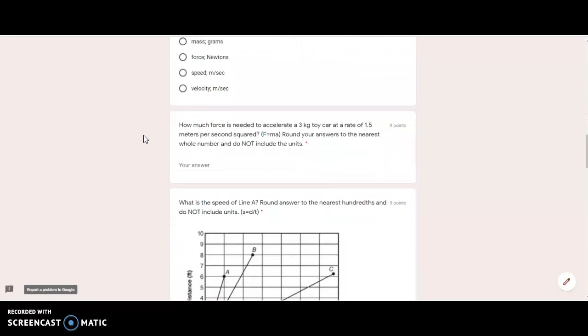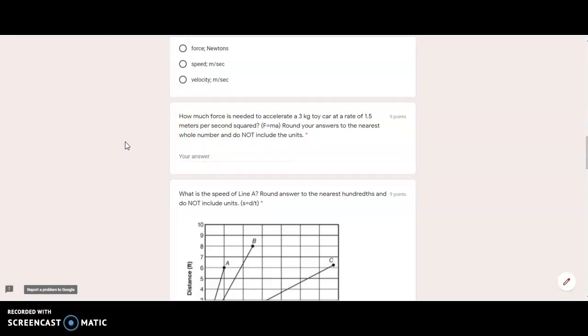Next question. How much force is needed to accelerate a 3-kilogram toy car at a rate of 1.5 meters per second squared? F equals ma. Round your answers to the nearest whole number and do not include the unit. So make sure whatever answer you put right here is a whole number, and don't put any kind of units. Don't put the word newtons or anything like that. All I'm looking for is simply the number.